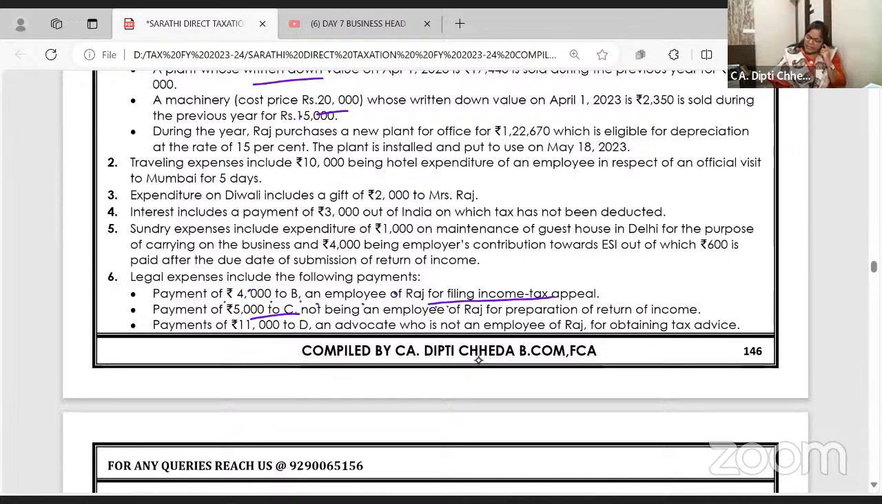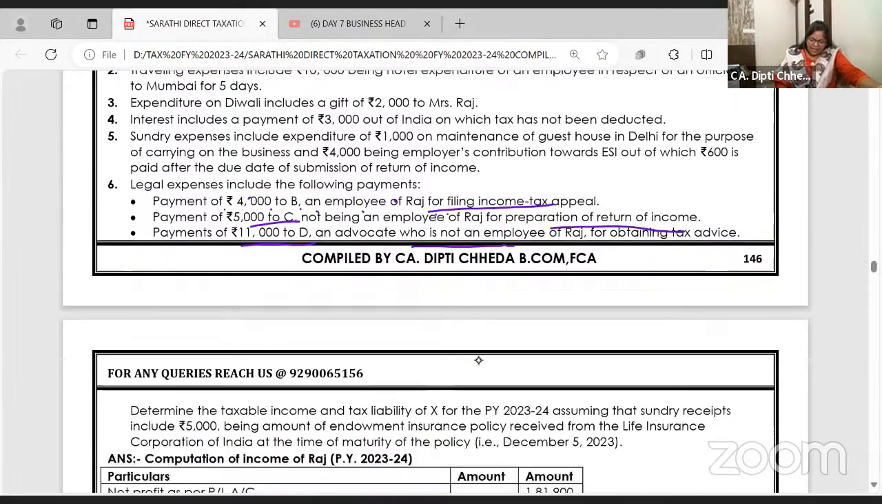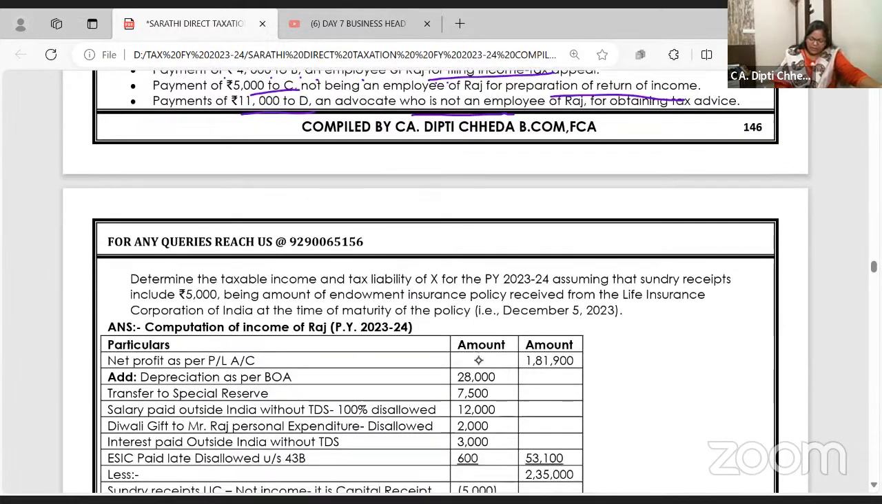5,000 paid to C, who is not my employee, but for preparation of the return of income. Allowed. 11,000 to an advocate, an outsider. So can we pay legal fees to people other than employees, outsiders, advocates, chartered accountants, lawyers, to get the certificates and all? Yes, and it is allowed. So no add, no less.